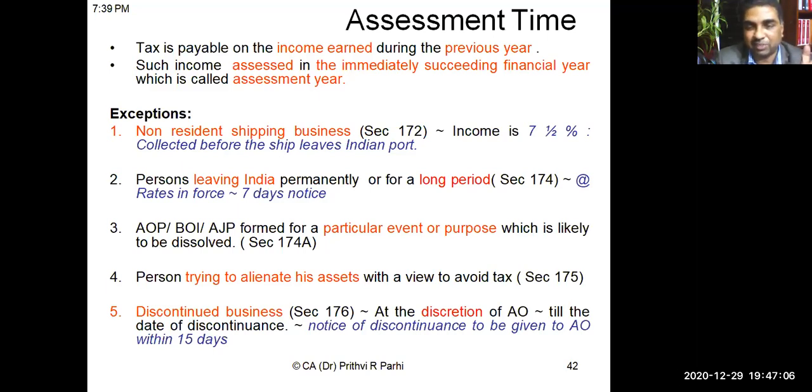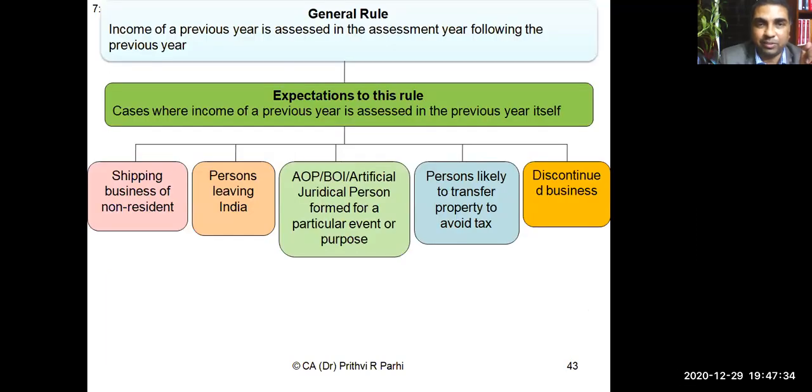So at the discretion of the assessing officer, till the date of discontinuance, notice of discontinuance has to be given to the assessing officer within 15 days if the business is discontinued. And the assessing officer, if he wants, may complete the assessment in the income year itself, in the previous year itself. Did you understand these 5 exceptions? Yes, sir. These are exceptions to the normal rule.